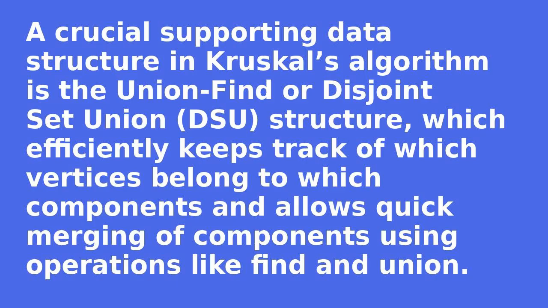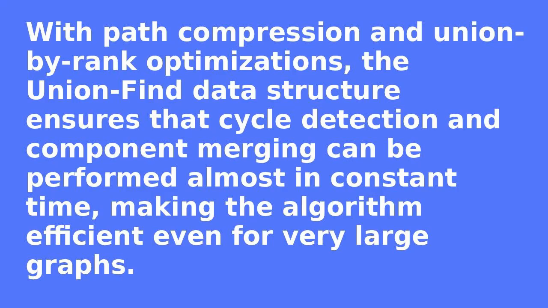A crucial supporting data structure in Kruskal's algorithm is the union-find or disjoint set union (DSU) structure, which efficiently keeps track of which vertices belong to which components and allows quick merging of components using operations like find and union, with path compression and union by rank optimizations. The union-find data structure ensures that cycle detection and component merging can be performed in almost constant time, making the algorithm efficient even for very large graphs.